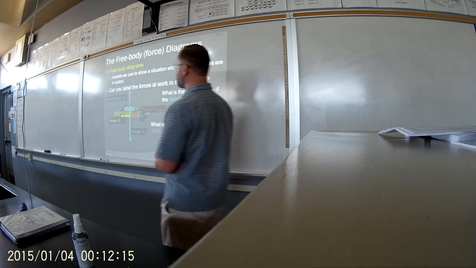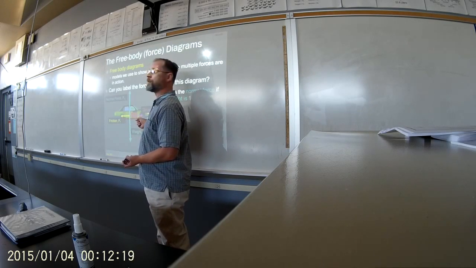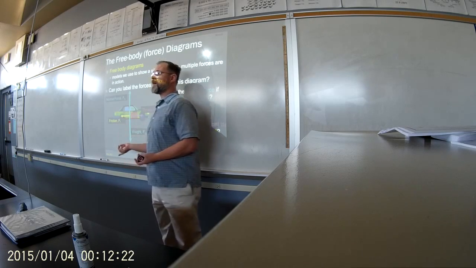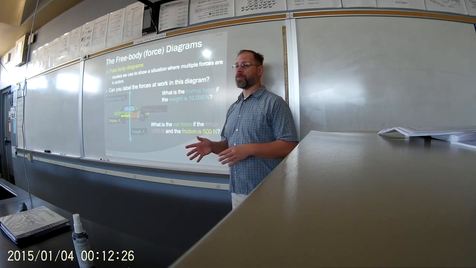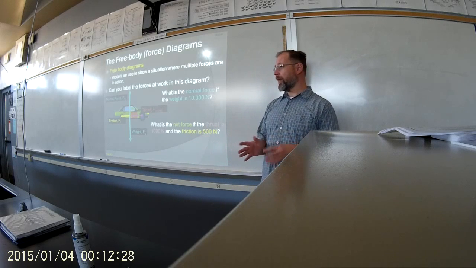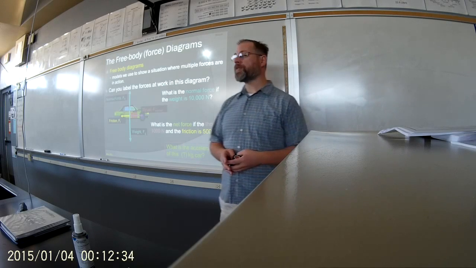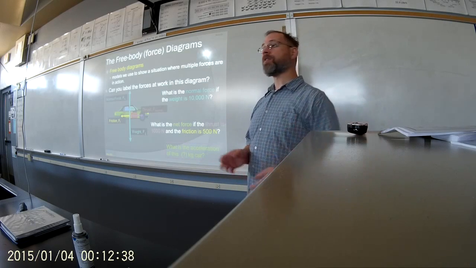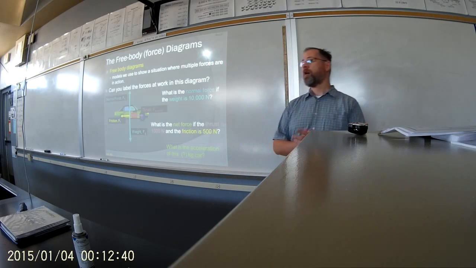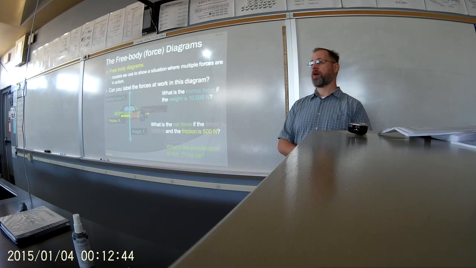You have two vectors in opposite directions, so one becomes negative, so negative 500 plus 1,000. 1,000 forward, negative 500 backward, gives you 500 forward. Now, if that makes sense, and it seems like most of you got that, the question I have for you is this. Using everything you've learned so far, and the information you have here, what is the acceleration of the car?